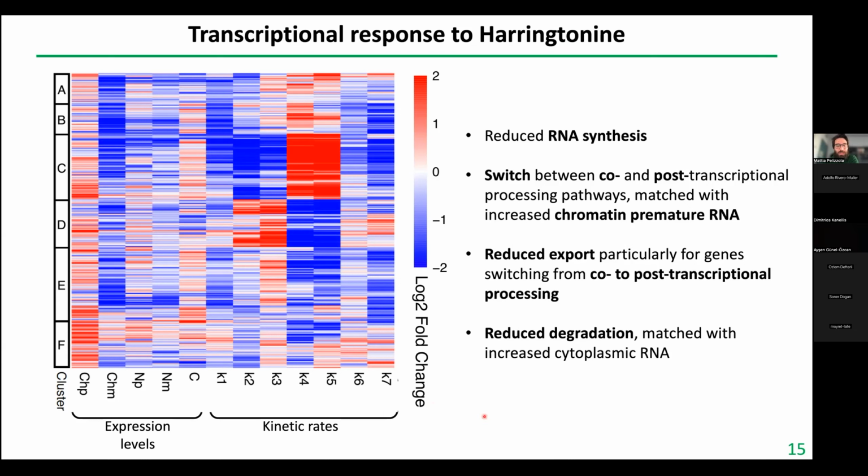So this is, again, an example of how a perturbation that is affecting translation very quickly can have important effects also on upstream steps of gene expression.